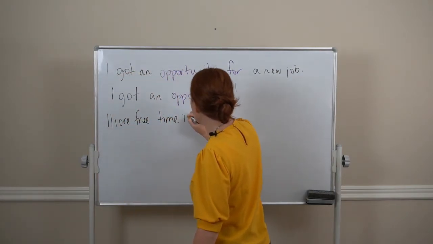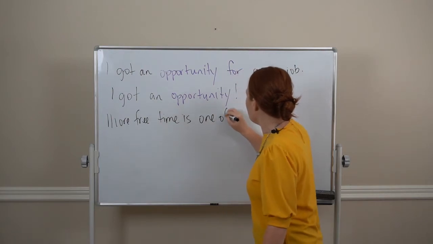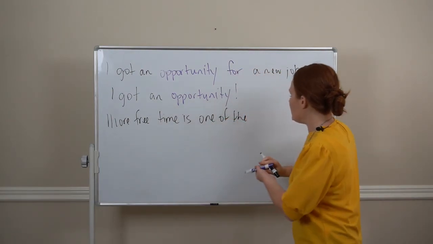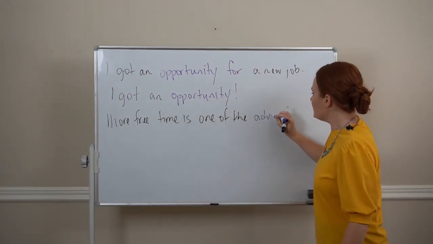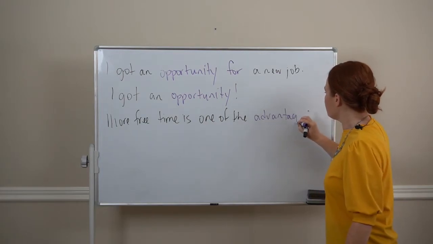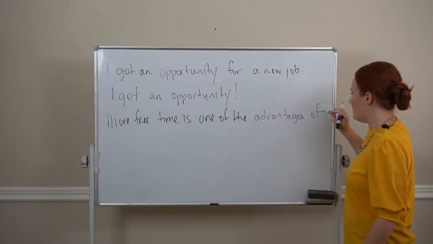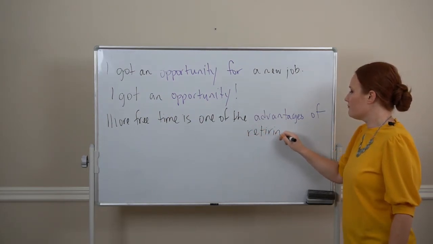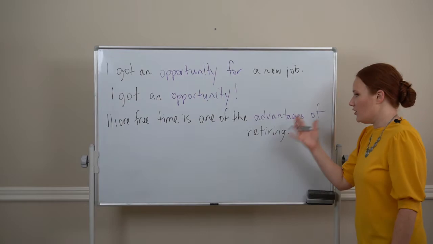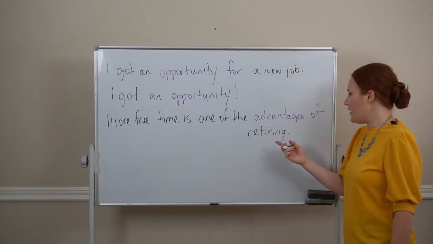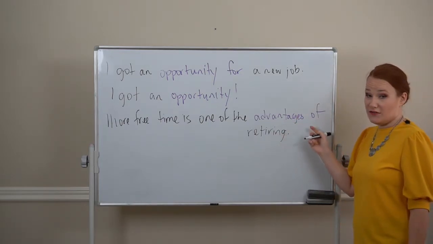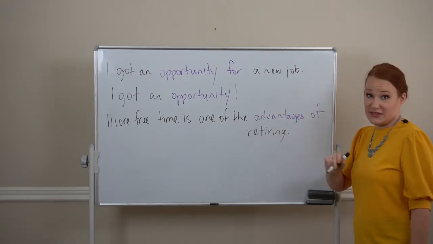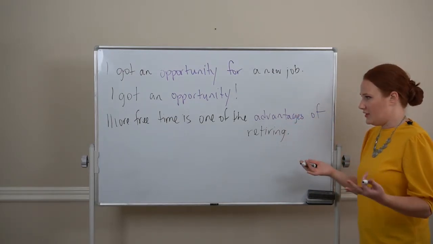More free time is one of the advantages of retiring. So when we want to know what kind of advantage we're talking about, we'll use the preposition of. Advantages of retiring. And one more.